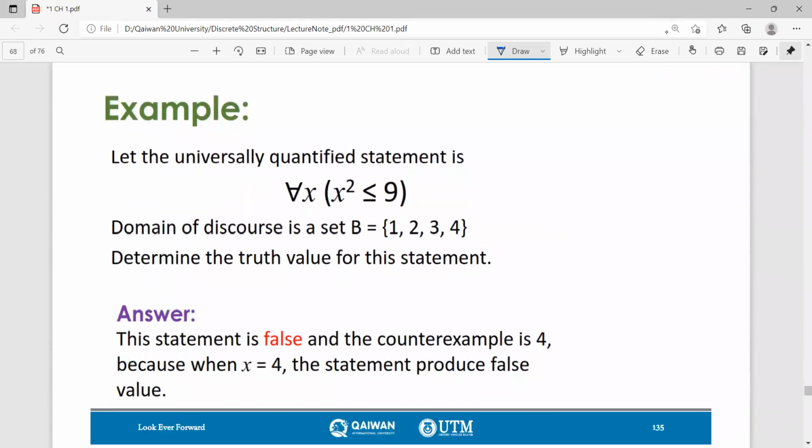Here you have another example. Let the universally quantified statement be: for all x, x squared is less than or equal to 9. Here, the domain is 1, 2, 3, 4. We can only pick points from B. We cannot pick any other value. That means you can only replace x by the values which are in B, in the domain.